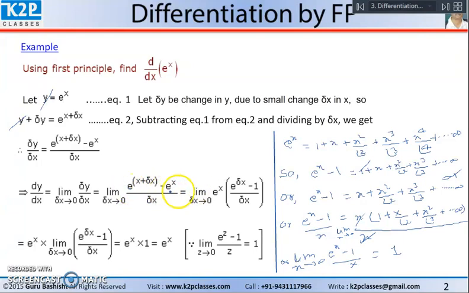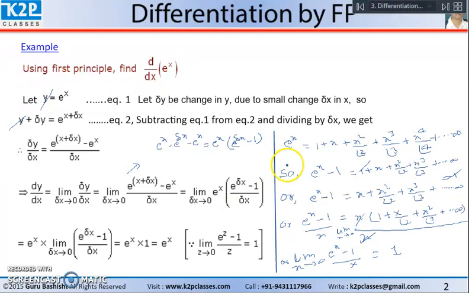From here, we can take e to the power x as common, because e to the power x plus delta x can be written as e to the power x into e to the power delta x minus e to the power x. So if you take e to the power x common, it becomes e to the power delta x minus 1, divided by delta x. Now this will become 1 if you know limits.